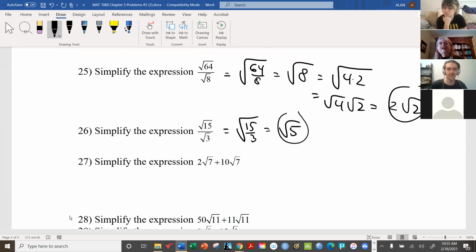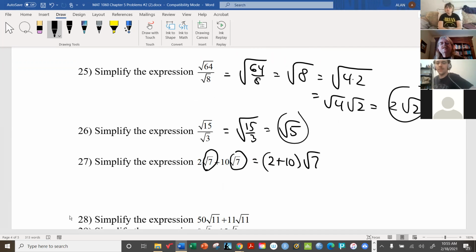All right, now here we're going to try to add and subtract these radicals. And note that here, because these are both radical 7, we can certainly go ahead and add them up. This is what we're actually doing. We're combining these, and we end up with 12 radical 7.